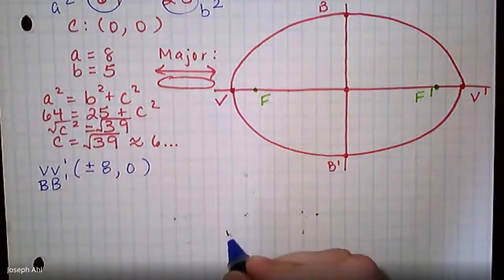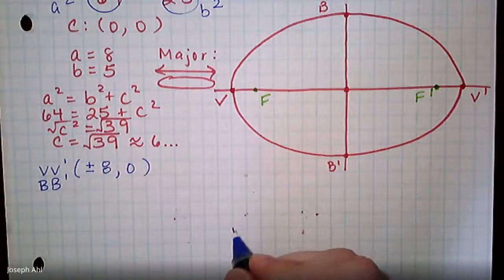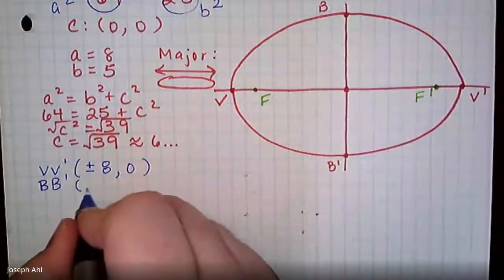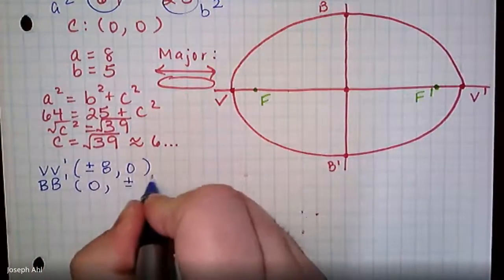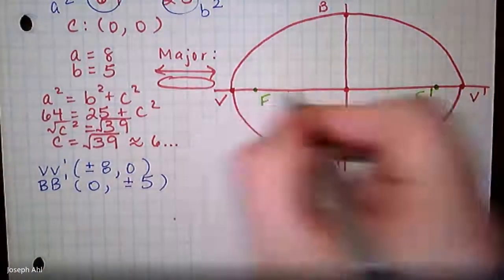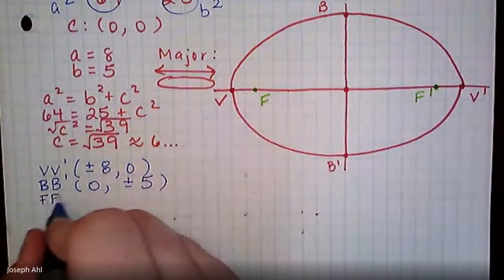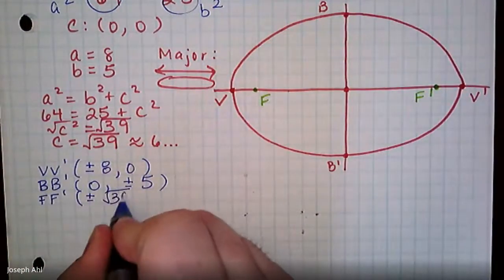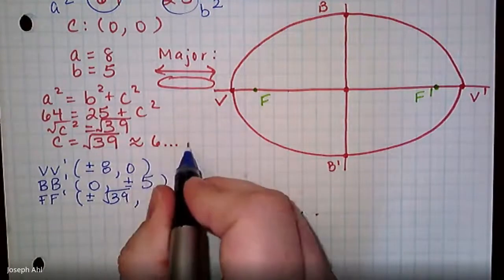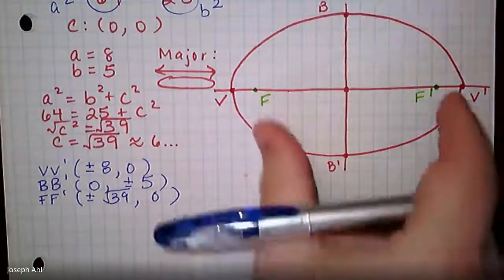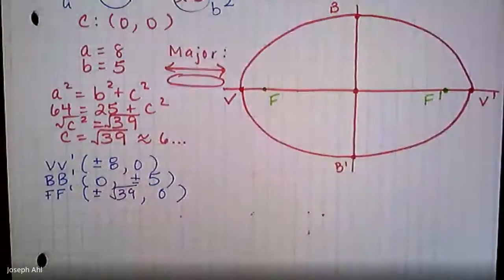B and B prime are the ends of the minor axis going up and down. So the x coordinate is 0, the y coordinate is the plus or minus 5. The foci went left and right, so f and f prime are at plus or minus radical 39. So notice how I'm not using that 6 decimal, whatever that number would have been. Okay, I only use that to get to where those were plotted.